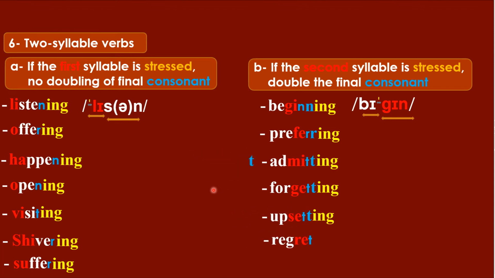Okay, and a verb like regret, double T-I-N-G, and finally a verb like differ, differing, double R-I-N-G. And by the way, I want you to have, for example, a look at differ and suffer.